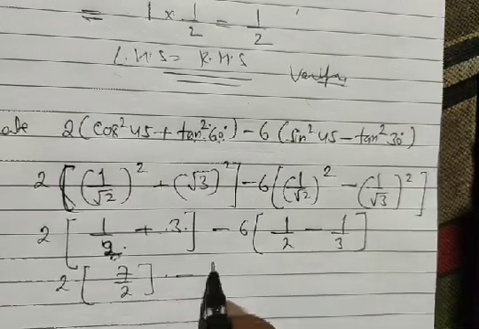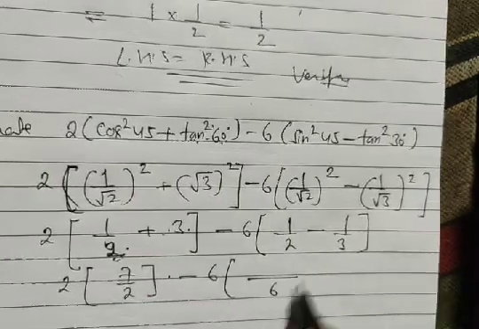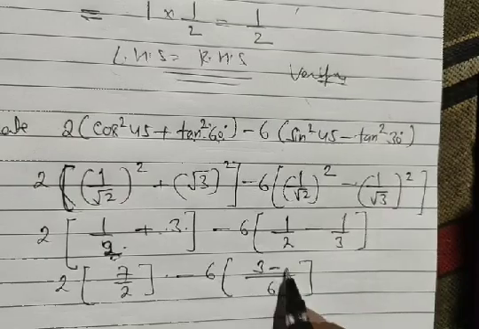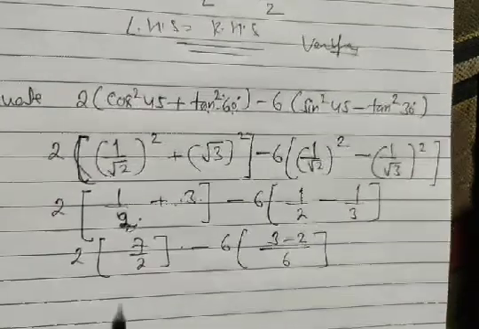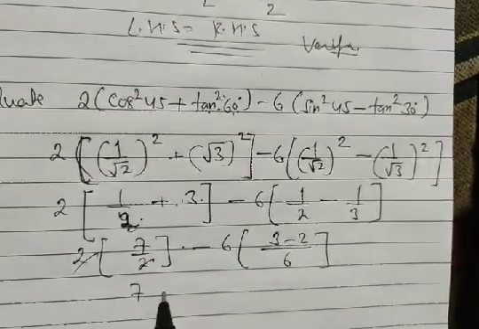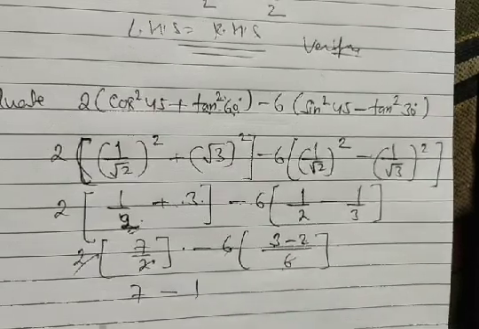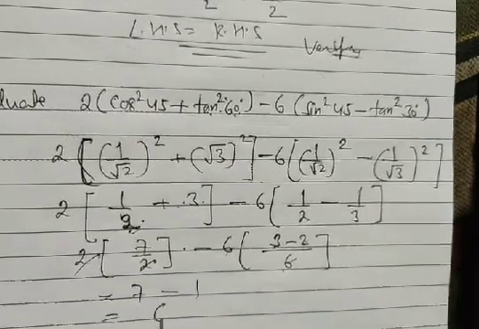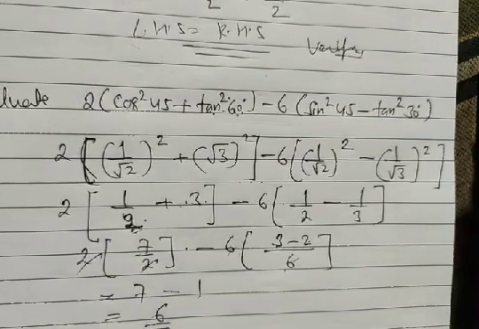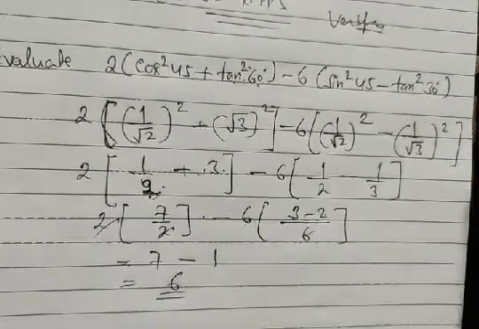Then minus 6, its LCM is 6. Then here we get 3, here we get 2. Now our 2 and 2 cancel out, then we get 7 here. 3 minus 2, 1 by 6. Then our 6 and 6 cancel out, 1. And we get the value is what? We get here 6. Our value is 6 here.